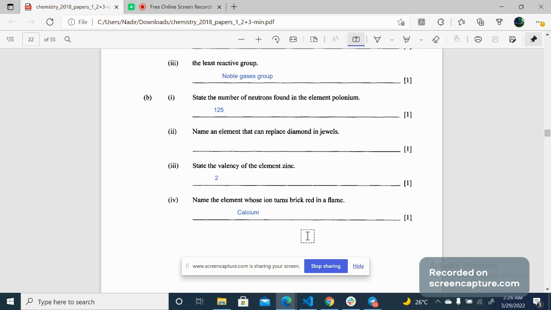So maybe sodium could give some other specific color, as can be the case for potassium or other elements, for example. But for calcium, the characteristic color is brick red that it gives to the flame when it is put in the flame test. Okay, so this is for it.